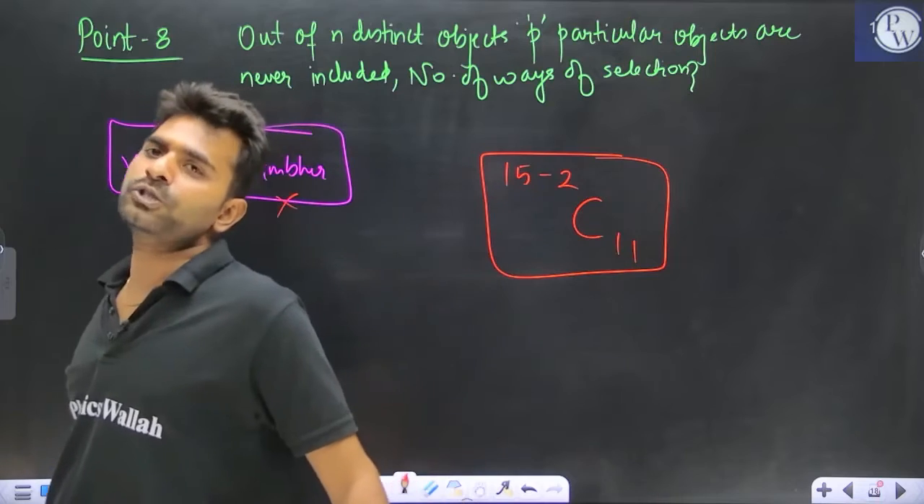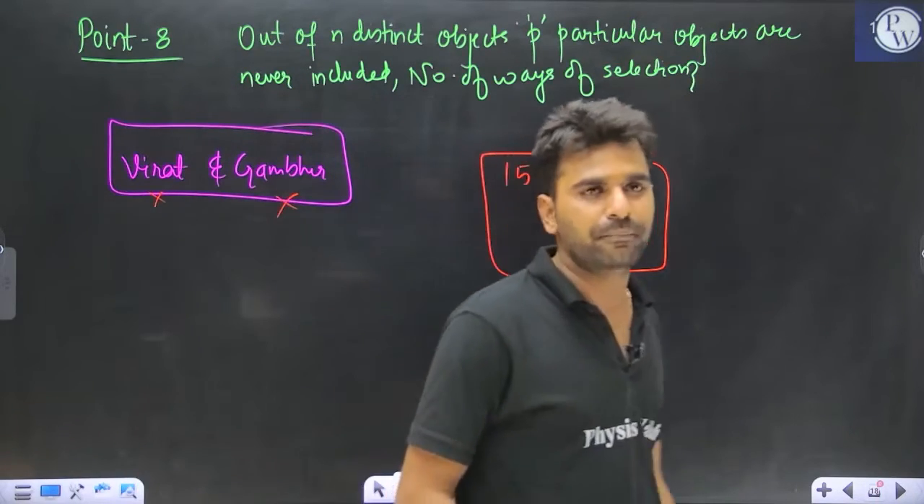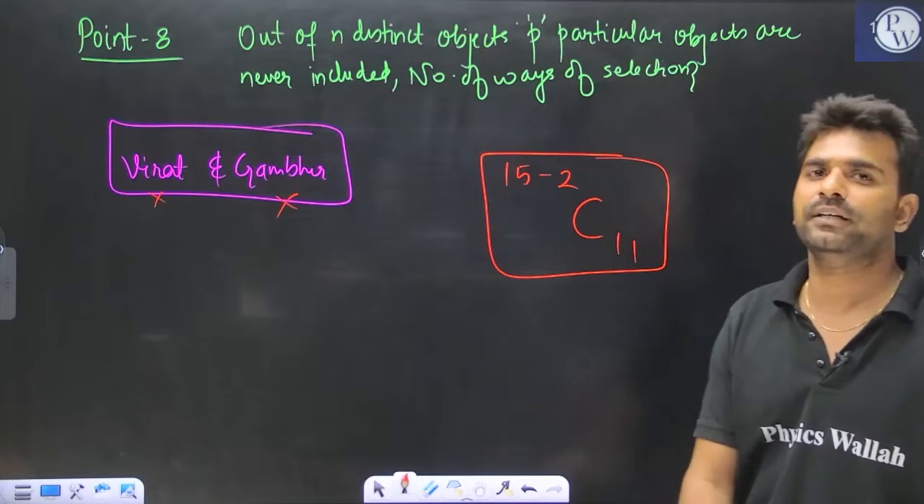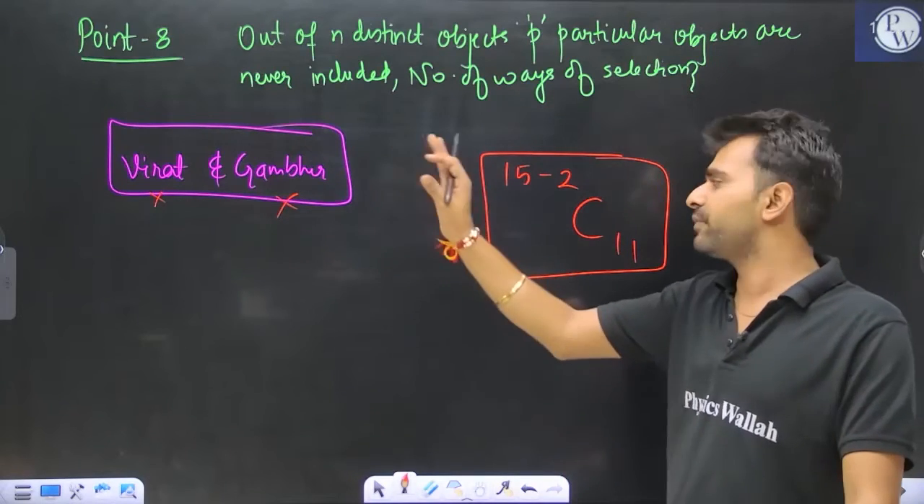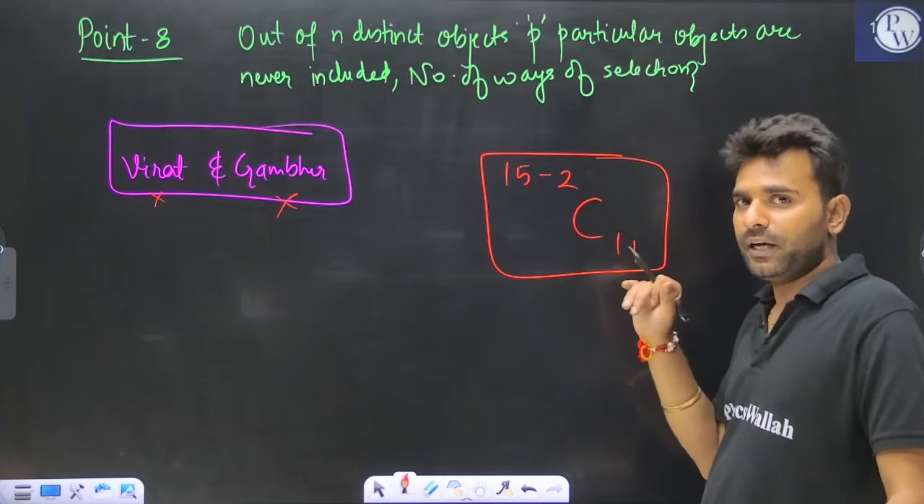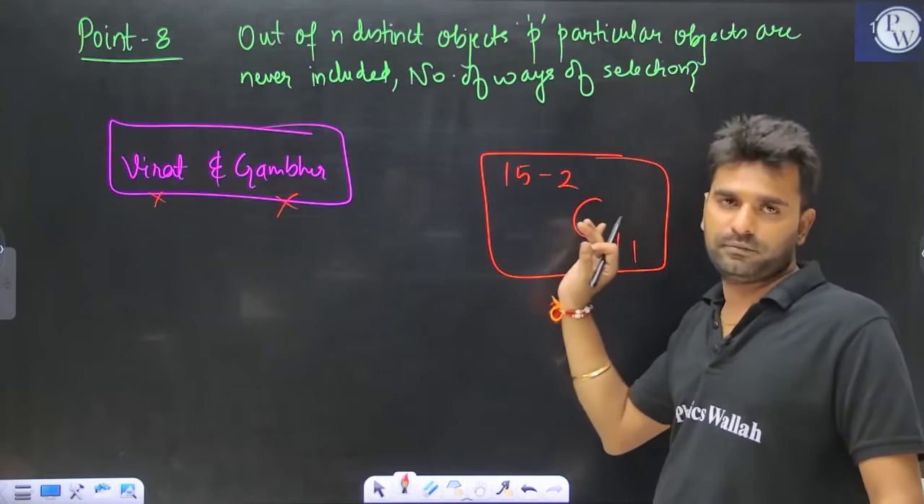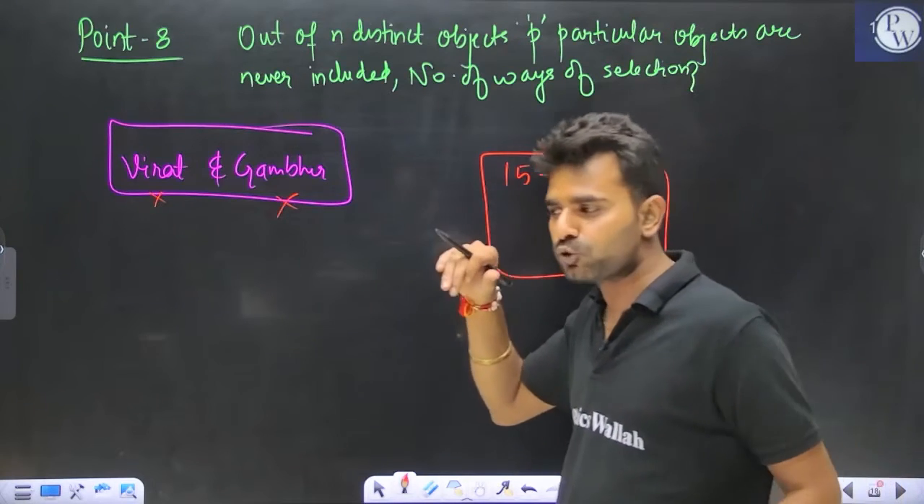Because the coach told that Gambhir and Virat will not be playing in the next game, because they fought with one another. So he told that you guys will not be playing. So out of the remaining 13 people, 11 are to be selected for your playing 11. Yes or no?